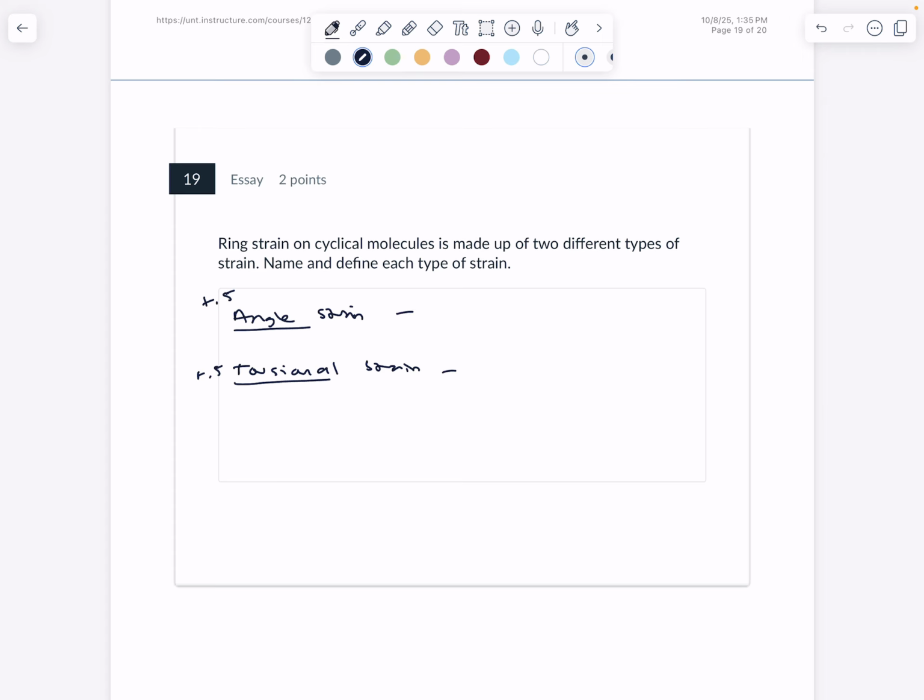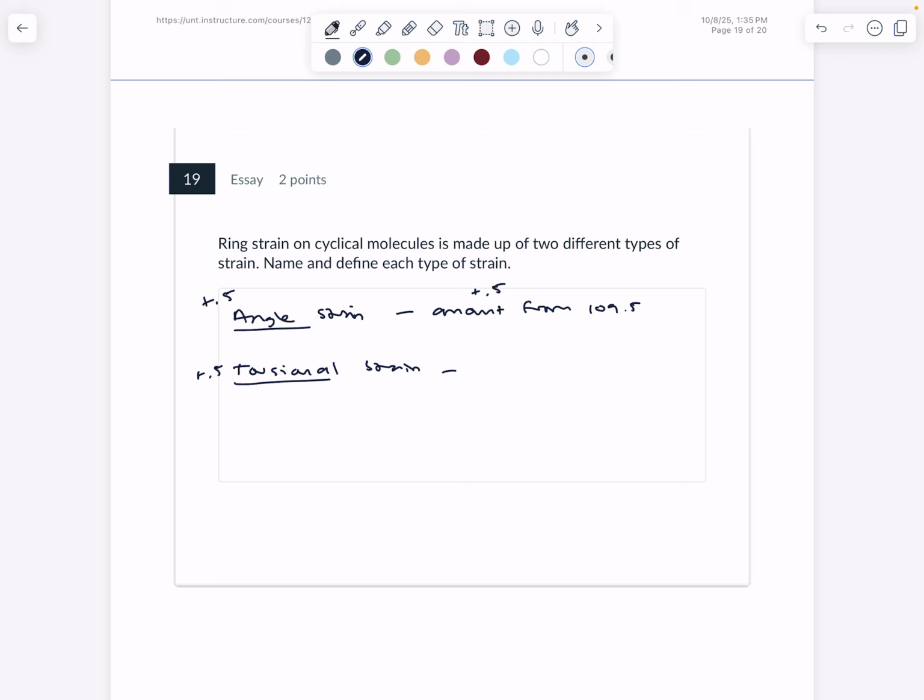So angle strain is the amount it deviates from 109.5. Now, if you gave any logical explanation, like rings would be 109.5, but if they take on a specific shape, then they have to be smaller angles than that. As long as it makes sense, you'll get half a point for the definition as well.